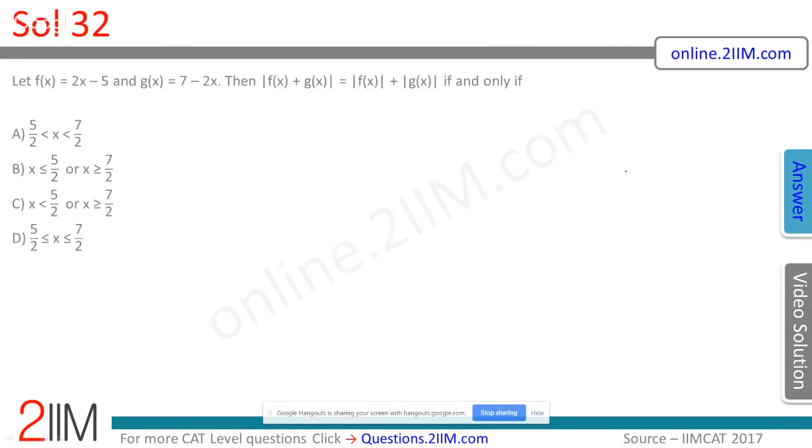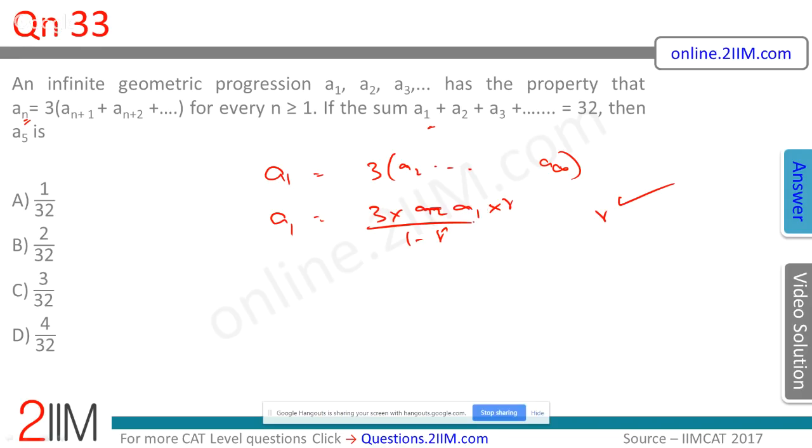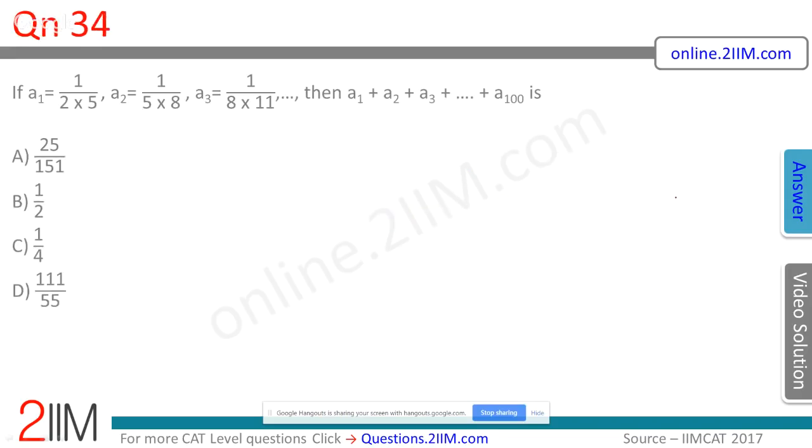This is tough. So I'm going to leave this one. This is doable. Just substitute a formula, you're through. We know this. I'm just substituting n equal to 1 because we've got the first term. A1 equals 3 times A2, A3 all the way till infinity. A1 equals 3 times A2 by 1 minus R. A2 is A1 into R. Find R and then you're through. So we're at 15 or 16 questions, there or thereabouts.